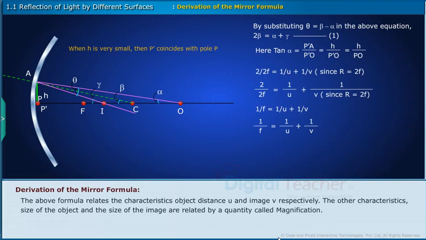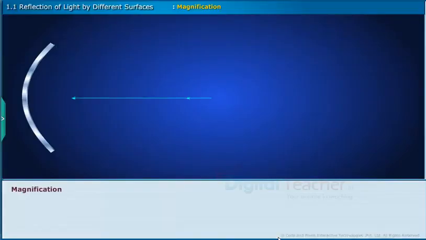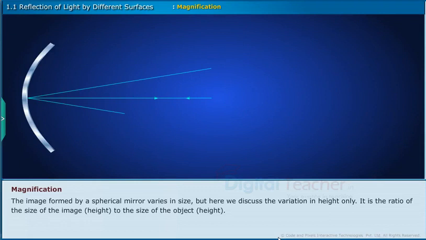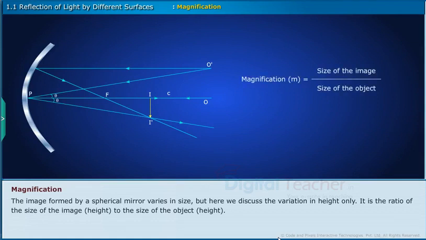The other characteristics, size of the object and the size of the image, are related by a quantity called magnification. Let us understand magnification, that is, the relationship between the size of the object and the size of the image. Magnification. The image formed by a spherical mirror varies in size, but here we discuss the variation in height only. It is the ratio of the image height to the object height. Practically, m is equal to v by u.